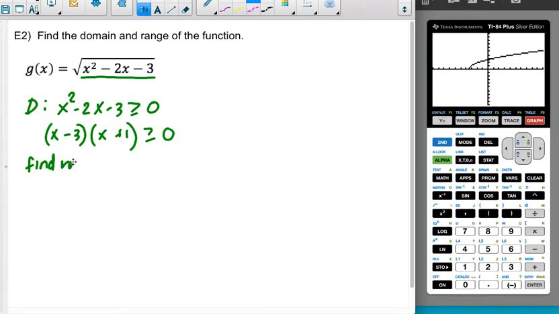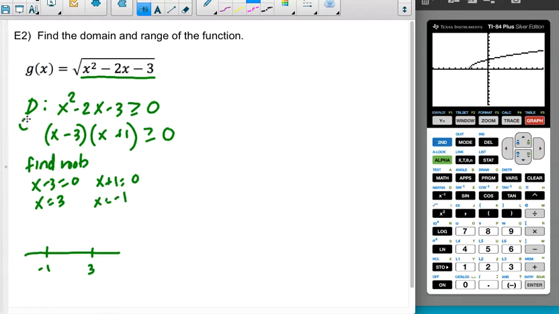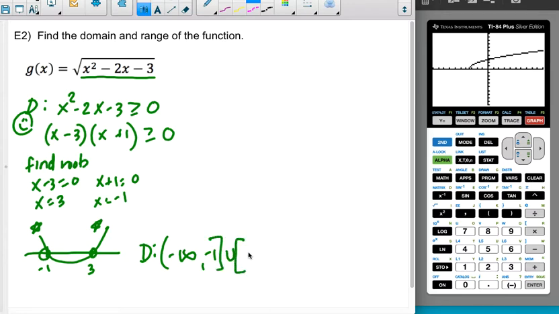So we need to find the roots. We need to find when x minus 3 is equal to 0, which is going to be at 3, and when x plus 1 is equal to 0, which is going to be at -1. So you can either make a sign chart like this, or you can recognize that this is a smile, because the x squared has a positive in front of it. So it's going to look like this, and since you want when this thing is positive, your answer is going to be here and here. So your domain is going to be -infinity to -1 with a bracket, and then again from 3 to infinity.